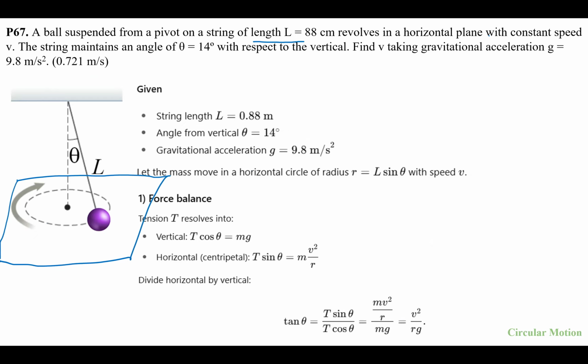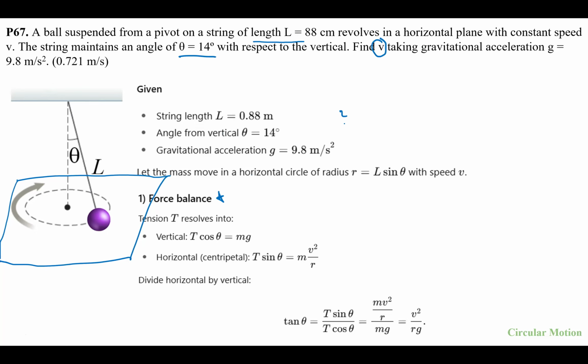With a constant speed of v, the string maintains an angle of zeta with respect to the vertical. Find the velocity, taking the gravitational acceleration as given. What we have to do is go to the force balance, and we need to identify what kind of forces are given.